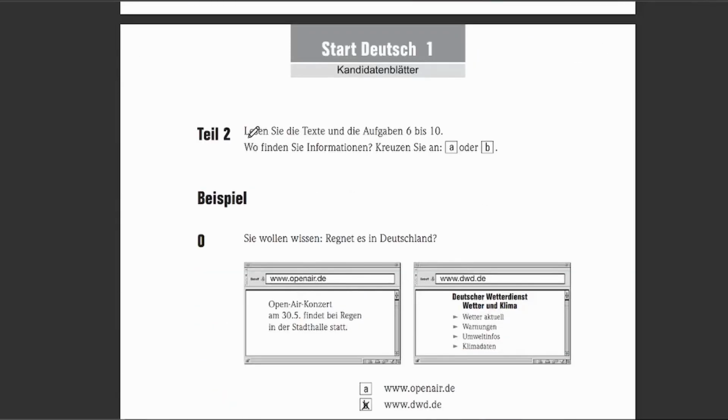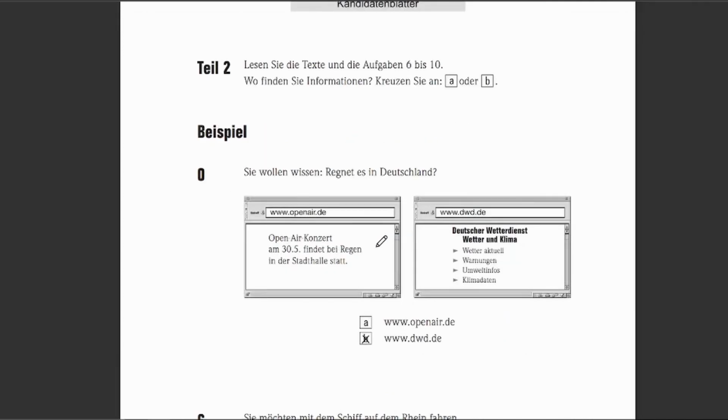What do they want? Lesen Sie die Texte und die Aufgaben 6 bis 10. So we have to read through 6 to 10. Wo finden Sie Informationen? Kreuzen Sie an A oder B. So they want us to select the correct answer, A or B. There are only 2 options, much easier.